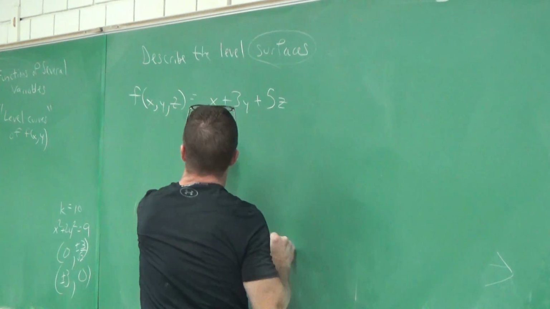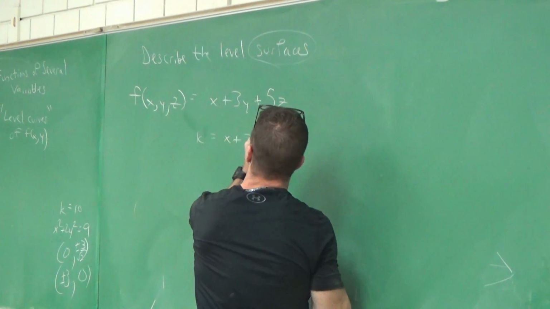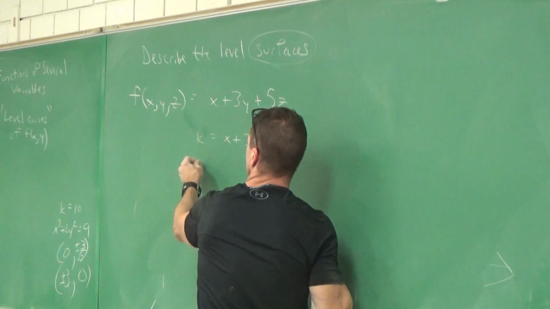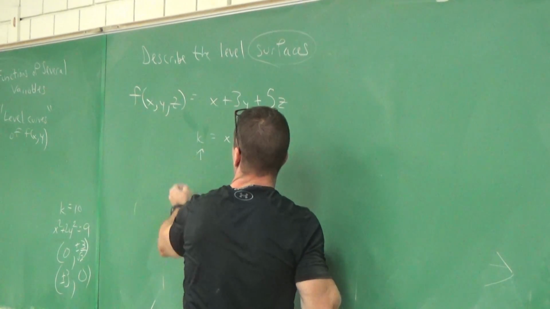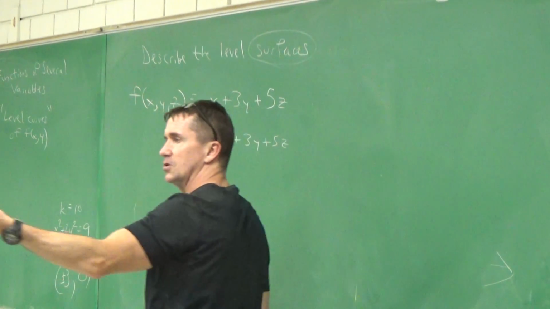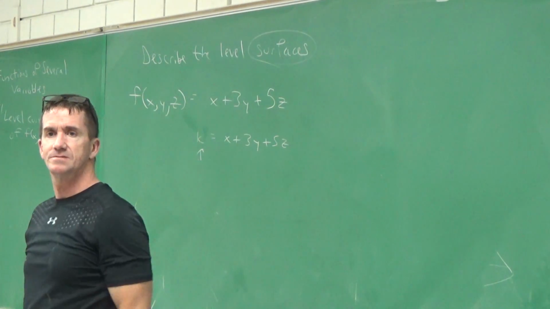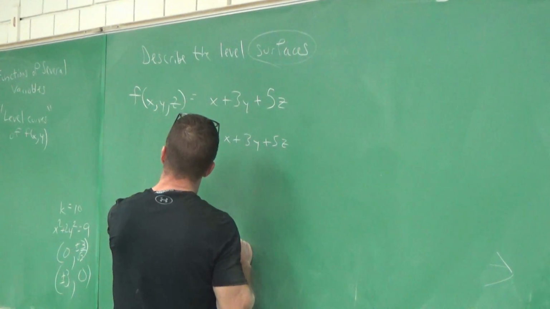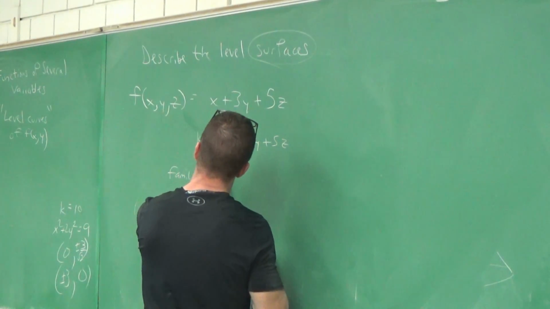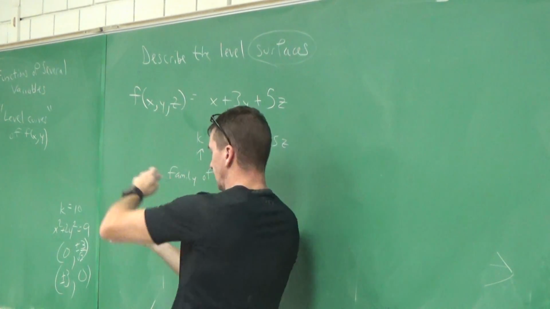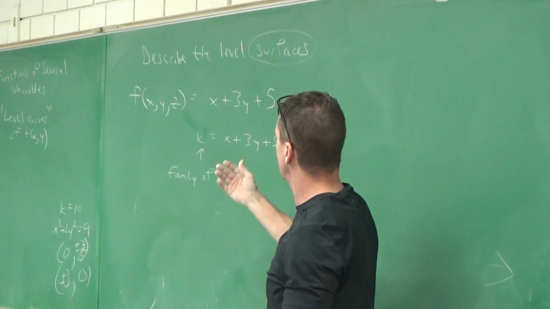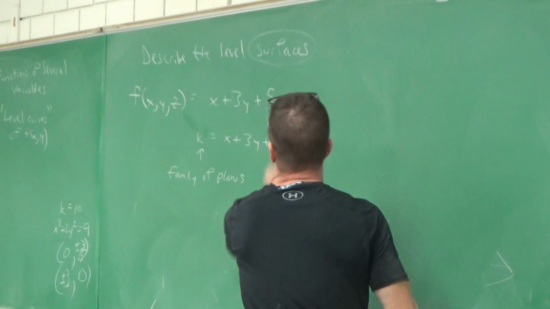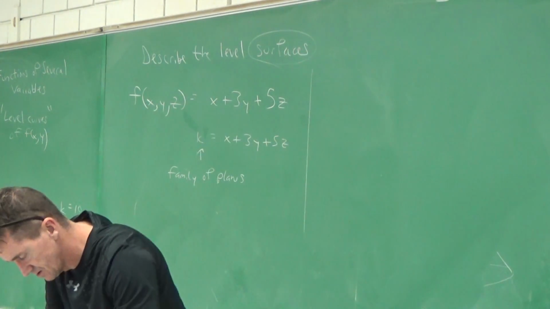K equals x plus 3y plus 5z, and you got different k values. K can be a 1, k can be a 2, k can be equal to -1, -2, a bunch of what? A bunch of planes. I'll put family of planes. See, you get a family of planes. Love the surfaces. Yeah, these go pretty quick.